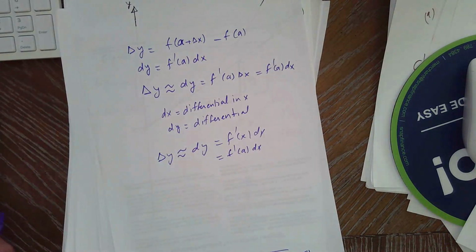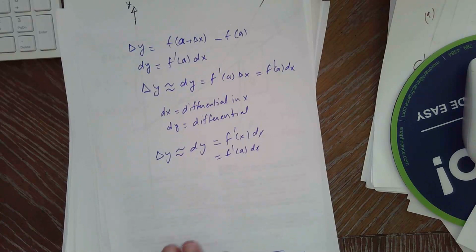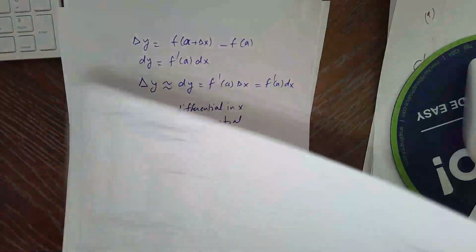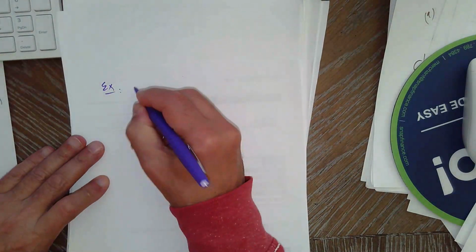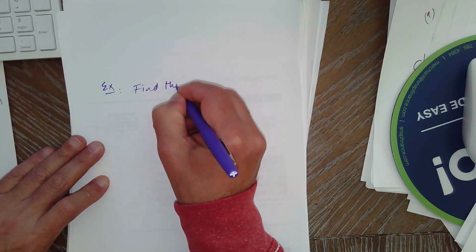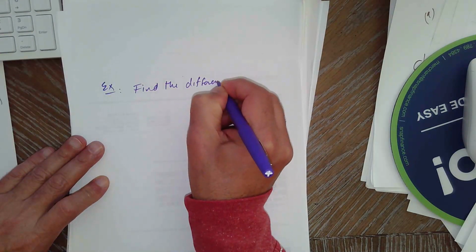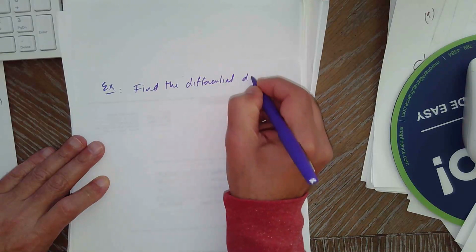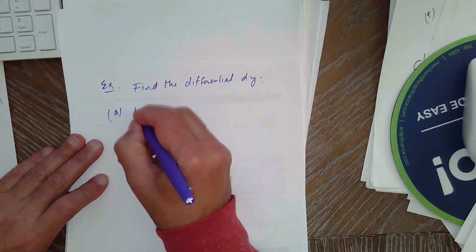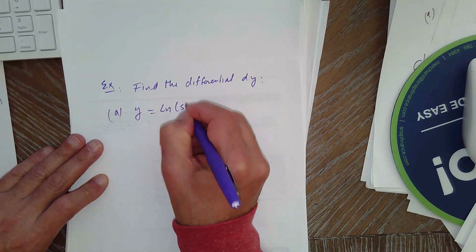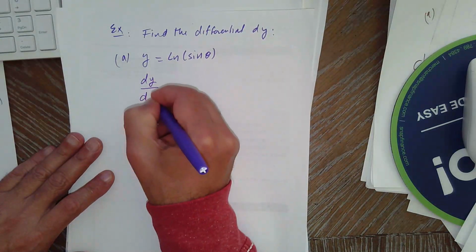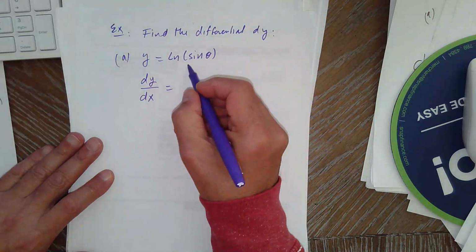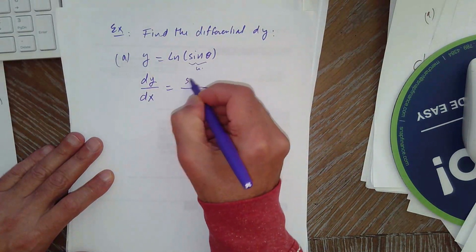Okay, so let me ask you this. When we say find the differential, okay, so if I say find the differential dy, and I don't give you values, where y equals ln of sine theta. Now we know how to find dy by dx, which is the derivative, right? So let's do that. What's the derivative of ln of u? It's u prime over u.